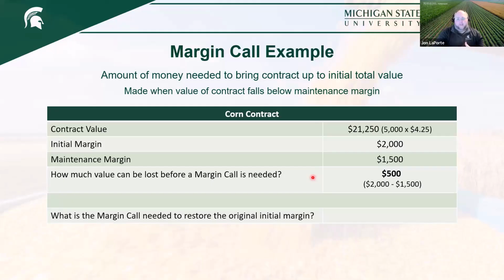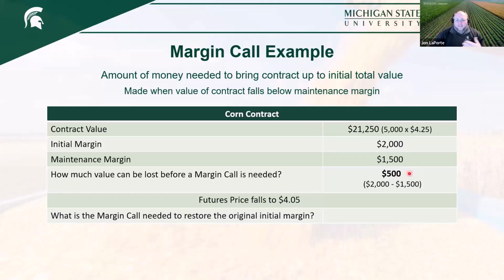But as soon as we go past 500, then we've got to turn around, we've got to pay more money. And so let's say that actually happened. Let's say the futures price falls from 425 down to 405. This $500, we're talking about 10 cents. 5,000 bushels at 10 cents is about $500. Well, we've dropped about 20 cents.